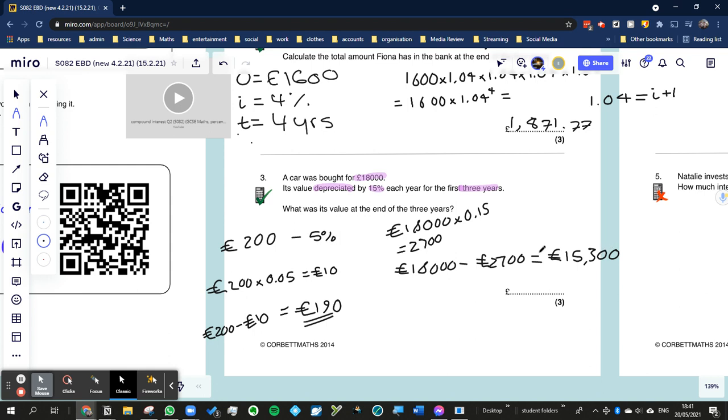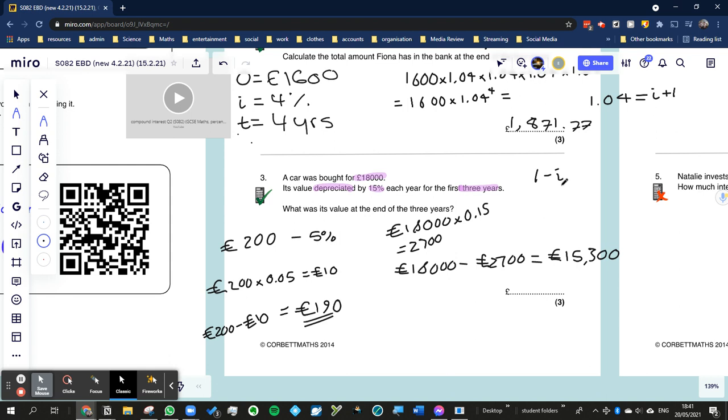Right, and then we could do it after the second year, and then after the third year. But I want to show you a quicker way to do it that's going to be similar to what we would do if it increased. So when you do an increase, let's say if it's an increase of 15%, you would do 1.15, right? An increase will be we times it by 1.15. But this time, because we're doing a depreciation, we're going to multiply it by 1, take away the interest, because it's depreciating.